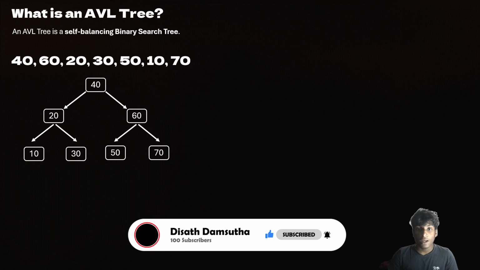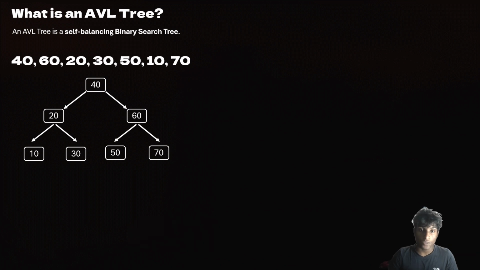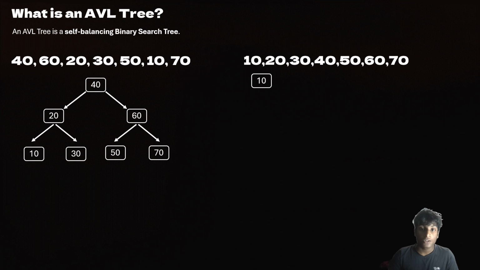So here we are inserting the values in this order: 10, 20, 30, 40, 50, 60, and 70. Starting with 10, and it becomes the root node. Then 20 is greater than 10, so it goes to the right side. Next, 30 is greater than both 10 and 20, so it again goes to the right side. And this pattern continues for all the values.